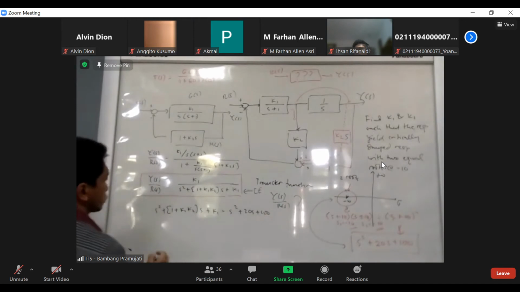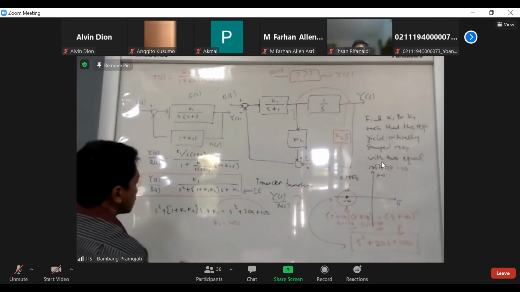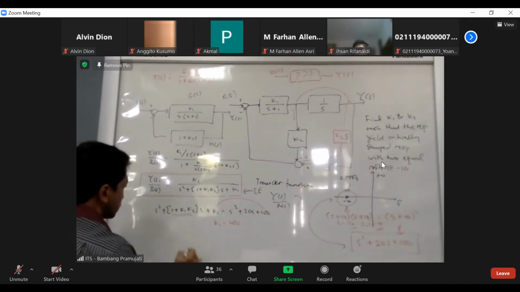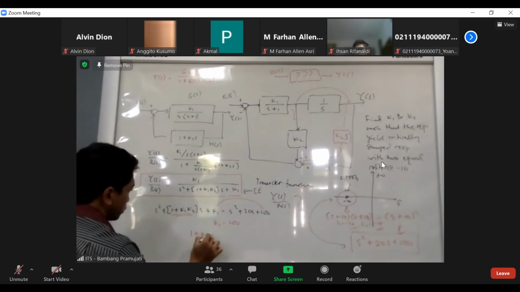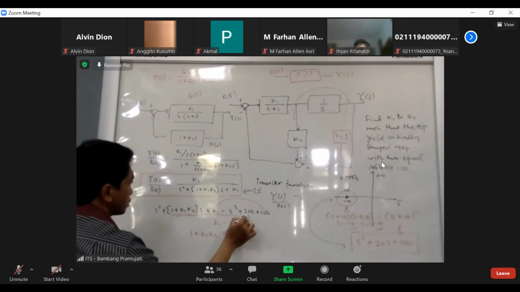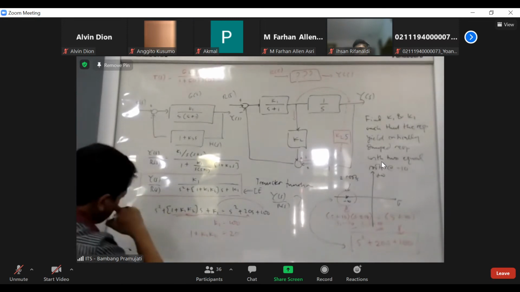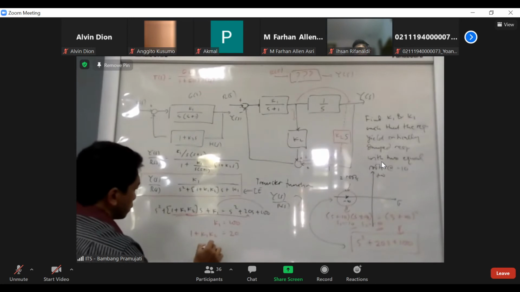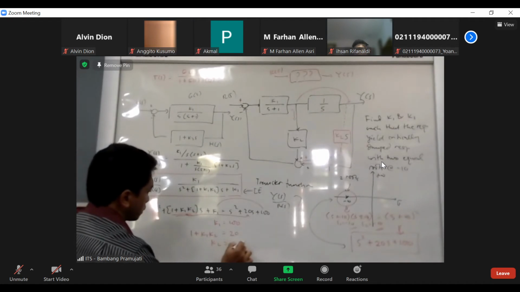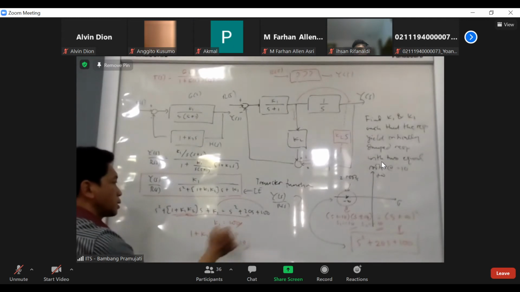You have to equate those two. From this, actually, very simple, you have K1 equal to 100. And then you have 1 plus K1 K2 equal to 20, right? Then K2 equal to 0.19, 19 over 100. So basically, this is the answer.